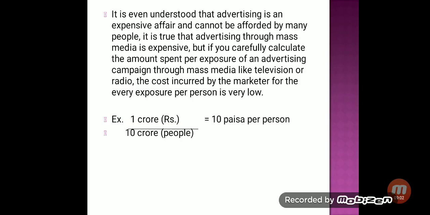If you divide this, the result comes to 10 paisa per person, meaning when a single person sees the advertisement of Colgate on Star Plus, the company incurs 10 paisa cost per person. So in that sense, advertising is not expensive, it is an affordable one.